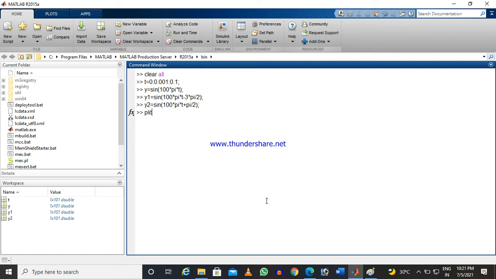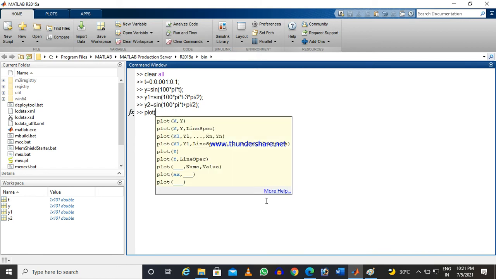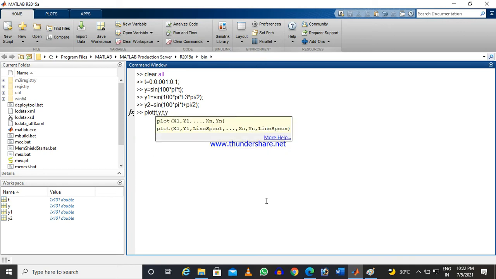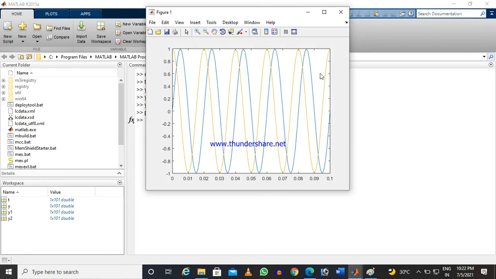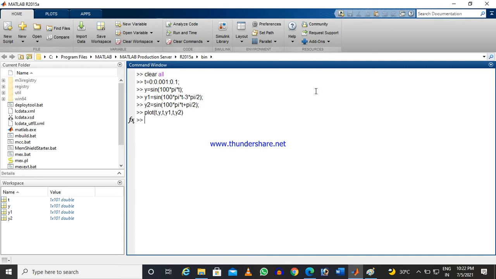If we plot it, we can see: t comma y, comma t comma y1, comma t comma y2. If you plot it, here we will put this signal because it is matching actually. So this signal we will put, say, pi by 4.